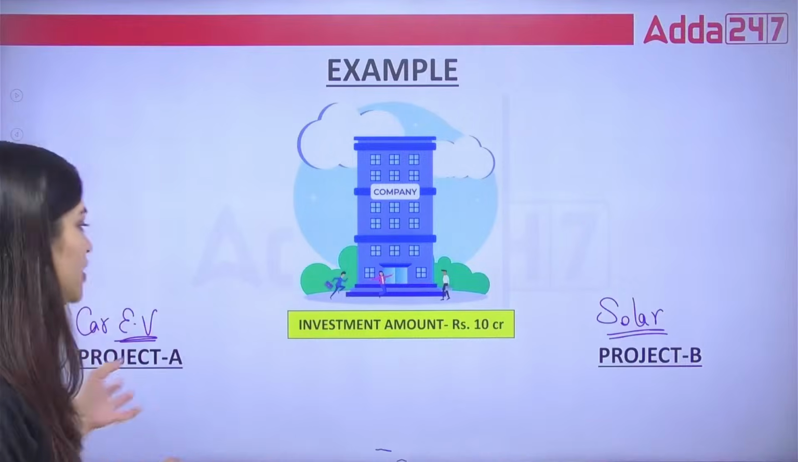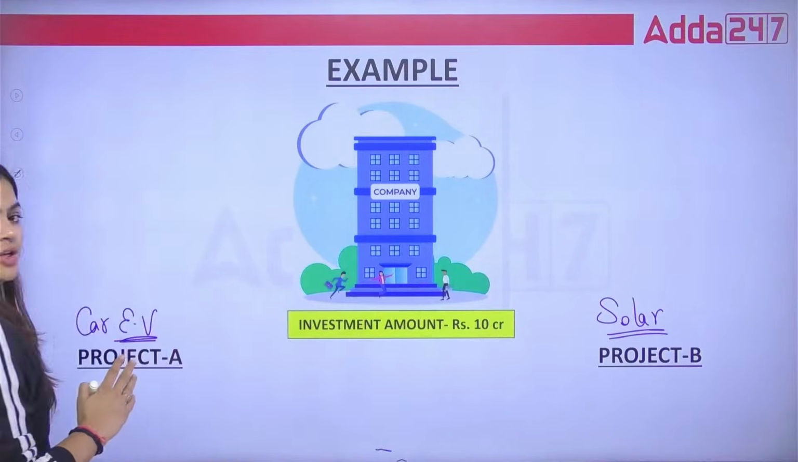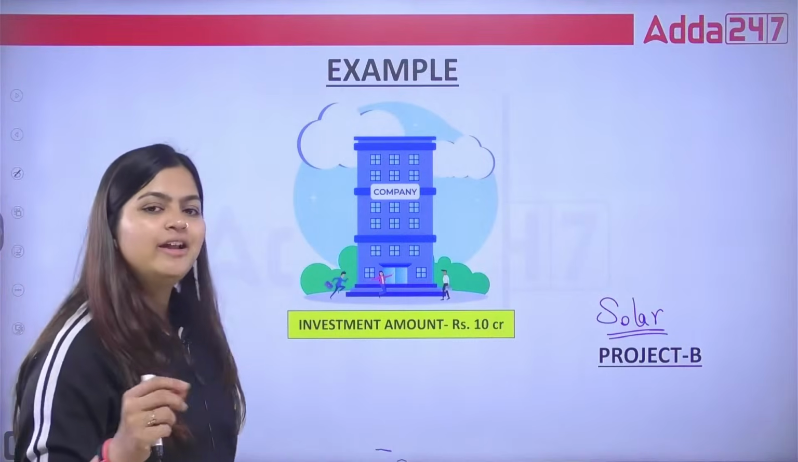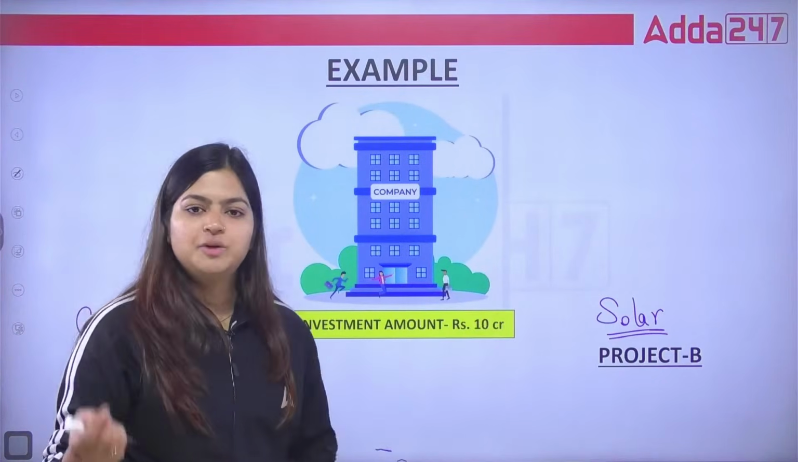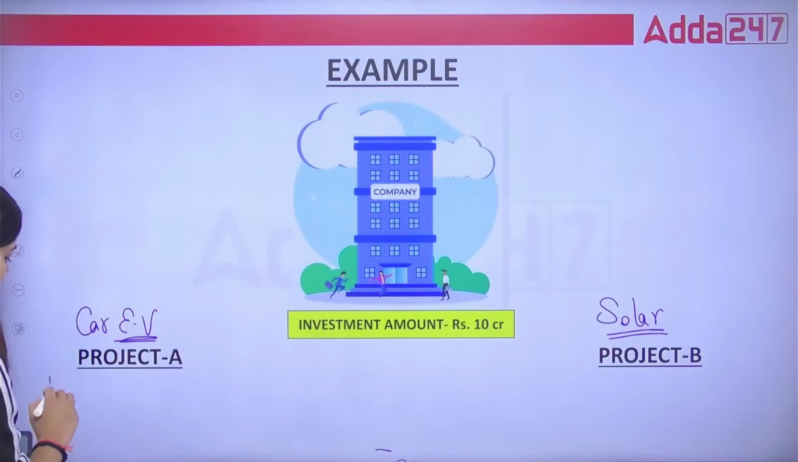Now, in both the projects, the investment amount is 10 crores only. If they go with project A, 10 crores they will invest. If they go with project B, they will invest 10 crores. Now, what they will do? They will identify the return.